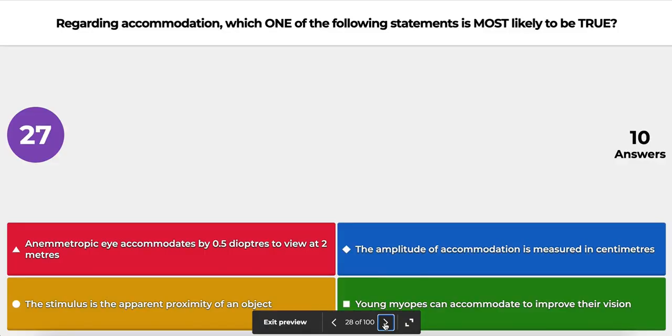Regarding the accommodation, which one of the following statements is most likely to be true? An emmetropic eye accommodates by 0.5 diopters to view at 2 meters, or the amplitude of accommodation is measured in centimeters. The stimulus is the apparent proximity of an object. Young myopes can accommodate to improve their vision.